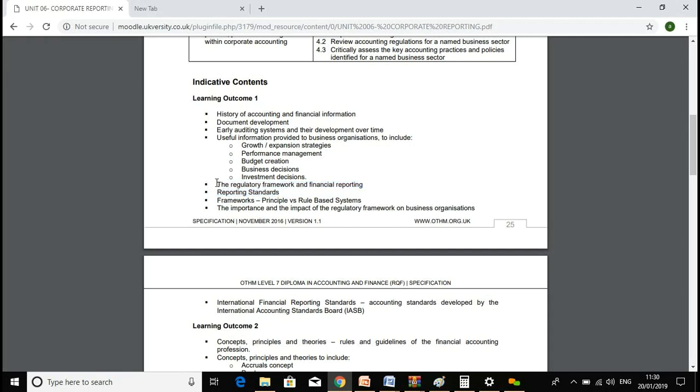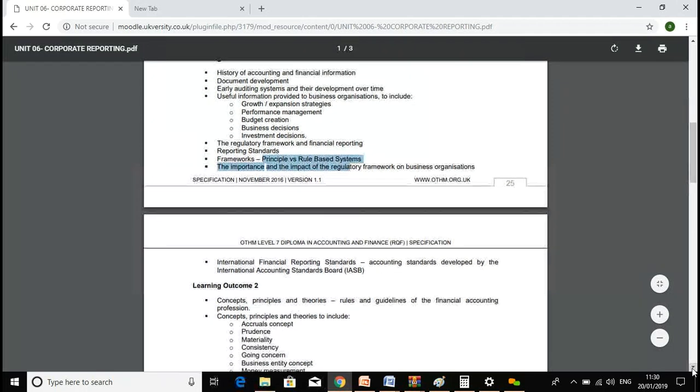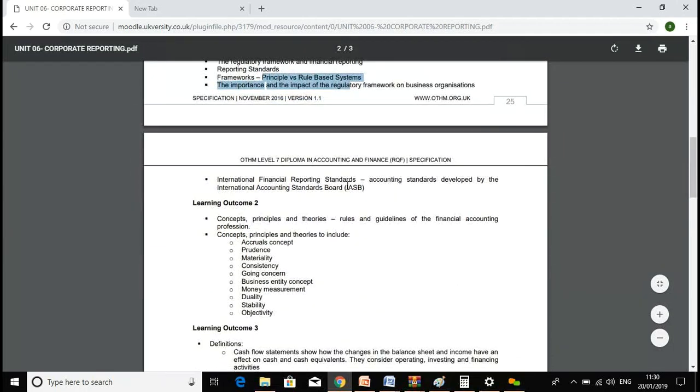I mentioned the International Federation of Accountants and the International Financial Reporting Standards. Regarding the framework, we discussed the principle-based and rule-based systems and the importance of the regulatory framework. We discussed the IASB, International Accounting Standards Board. Then under learning outcome 2, we discussed principle-based and rule-based approaches and the guidance.